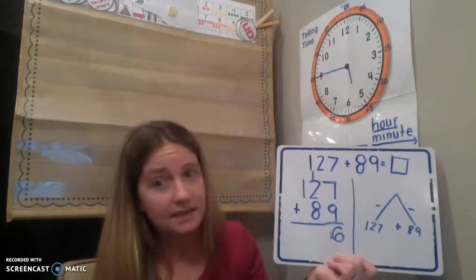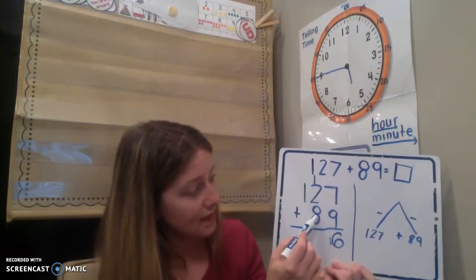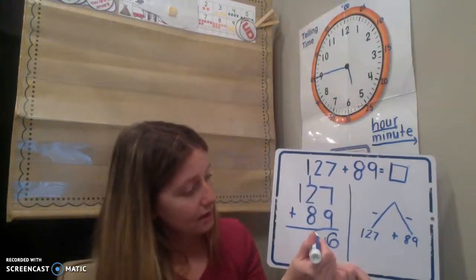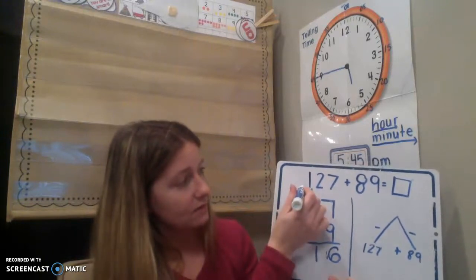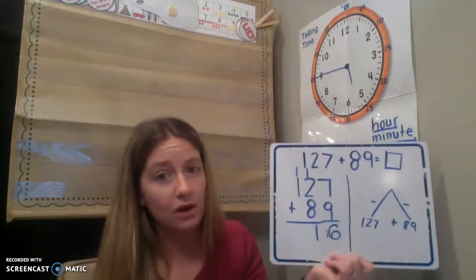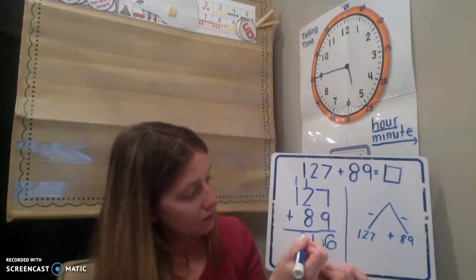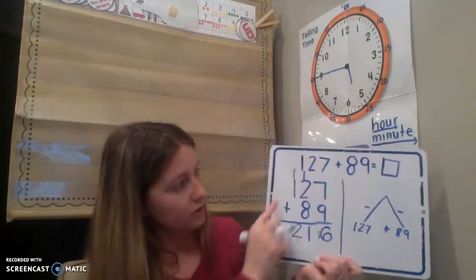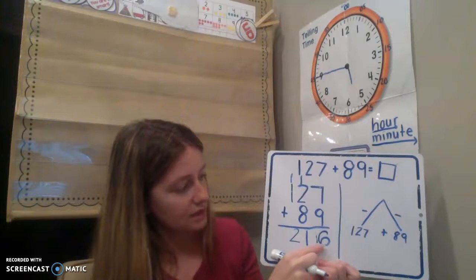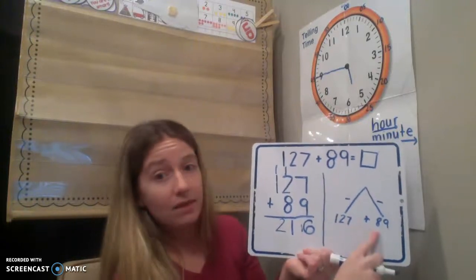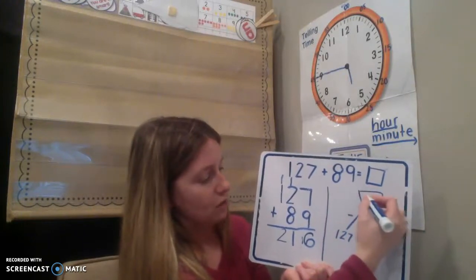Right? Then I go to my tens and I add my tens. I have 1 ten plus 2 tens plus 8 tens is 11 tens. And I know 11 tens gives me a new 100. So I'm going to put my new 100 above. Then I have 100 plus 100 equals 200. So 127 plus 89 equals 216. Looking at my math mountain, I know that would go in my total spot.